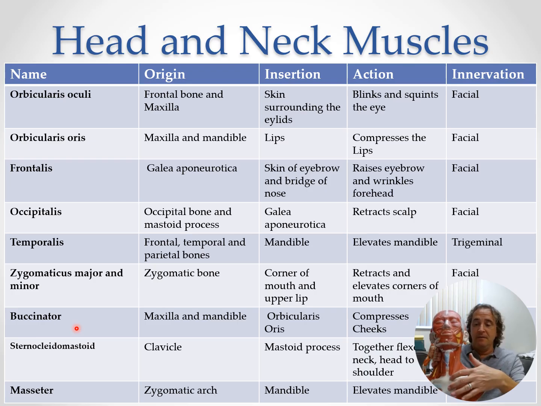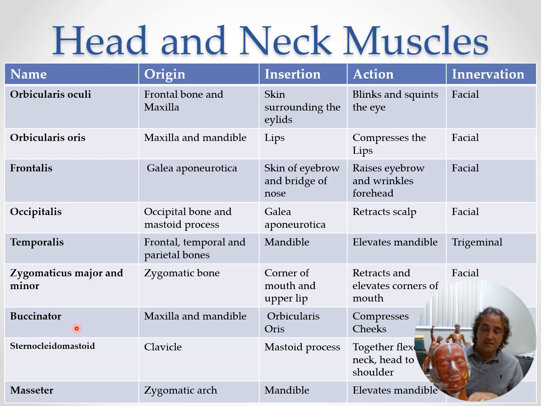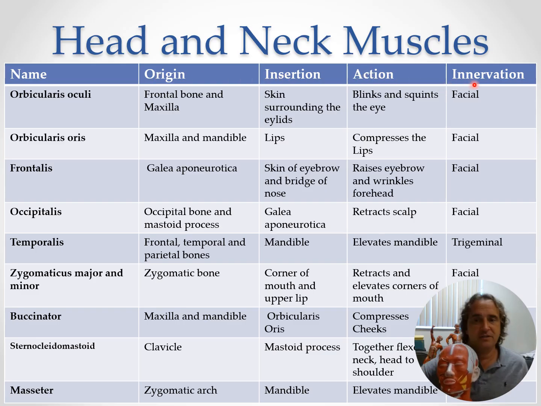Sternocleidomastoid goes from the sternum and clavicle to the mastoid process. That's why it's called sternocleidomastoid. And masseter is very easy. It's the one that helps with mastication and chewing, and it goes from your zygomatic bone to your mandible. Which brings me to origins, insertions, actions, innervations.